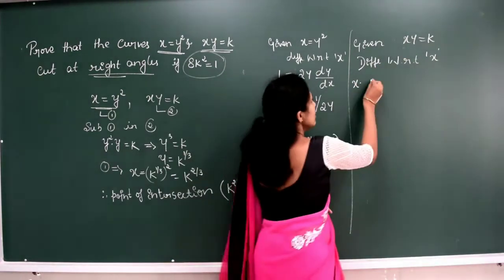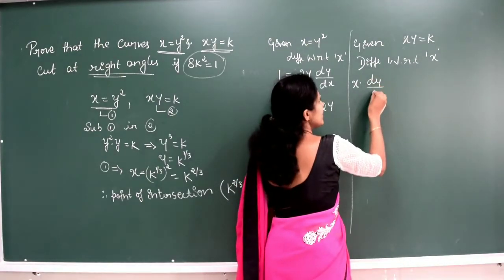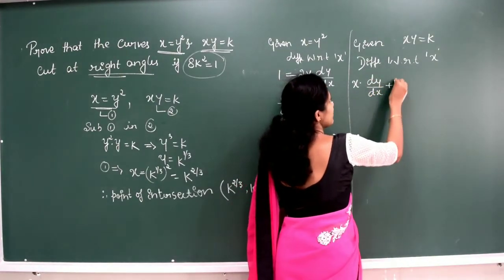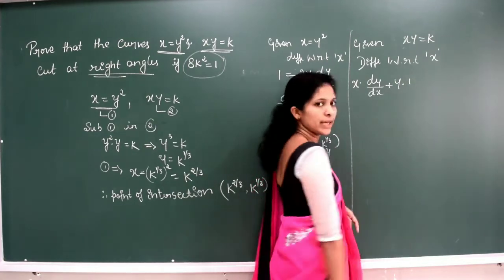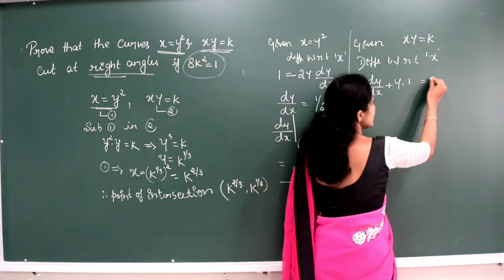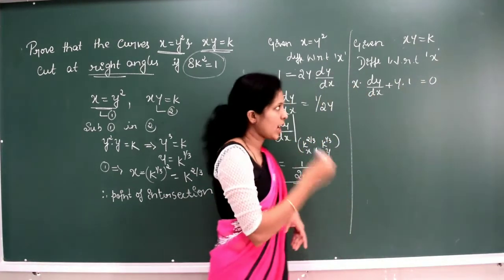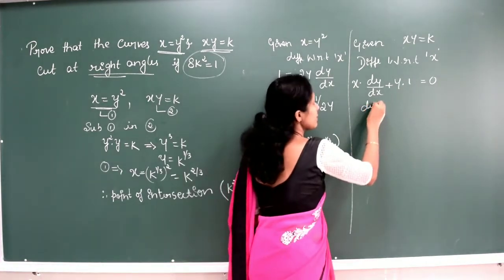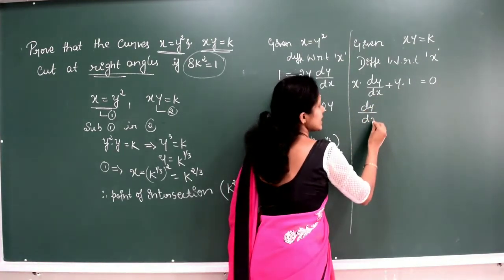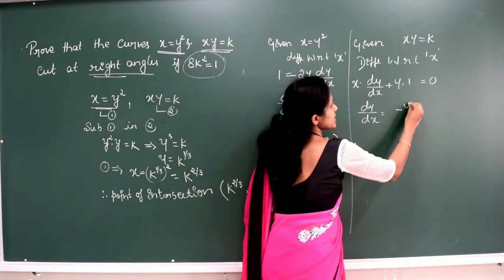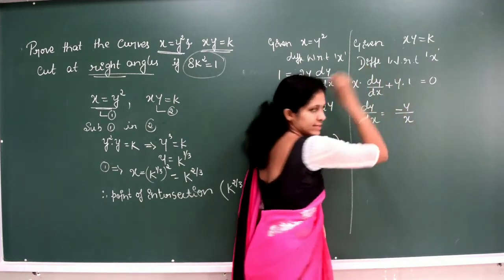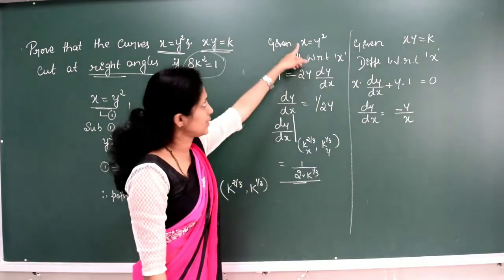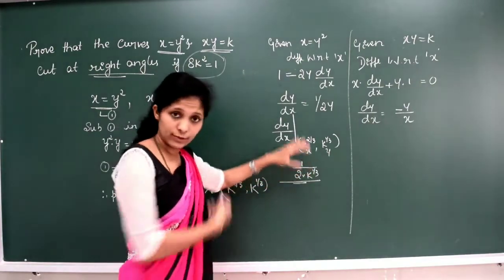Derivative of y will be dy by dx, plus I write y as it is, and the derivative of x will be 1. The derivative of constant k will be 0. Now this is dy by dx is equal to, I can write, minus y divided by x. So this is the derivative, I mean after differentiation of that curve.